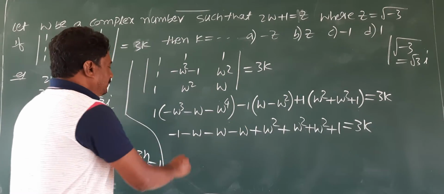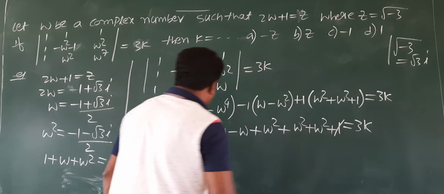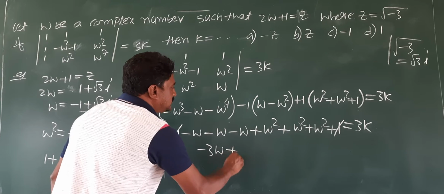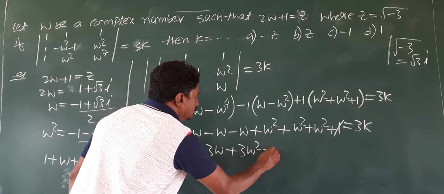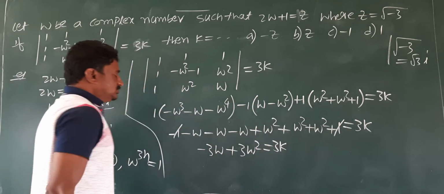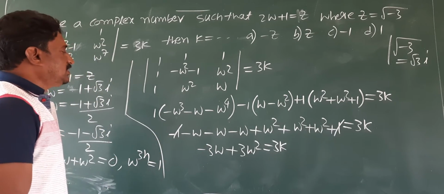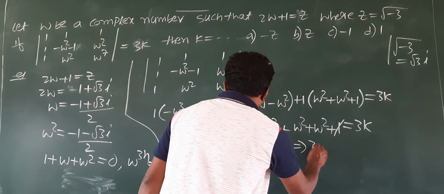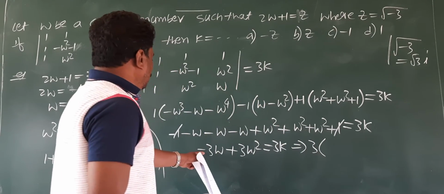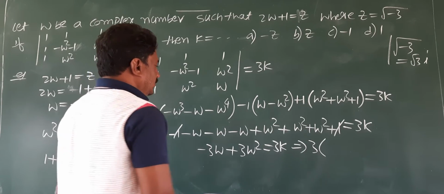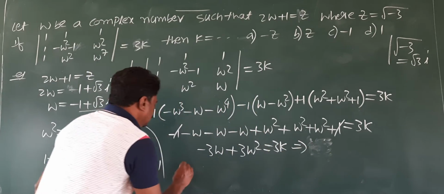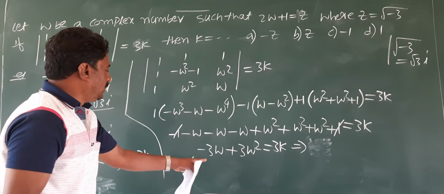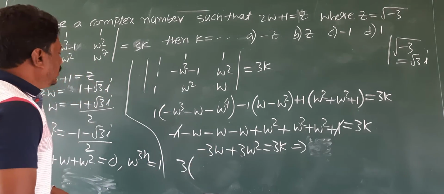Simplify that, students. Plus 1 minus 1 get cancelled. Minus 3 omega plus 3 omega square is equal to 3k. So now what is common? 3 is common. So this implies 3 into minus omega, here we have omega. From these two, remove 3 as common.